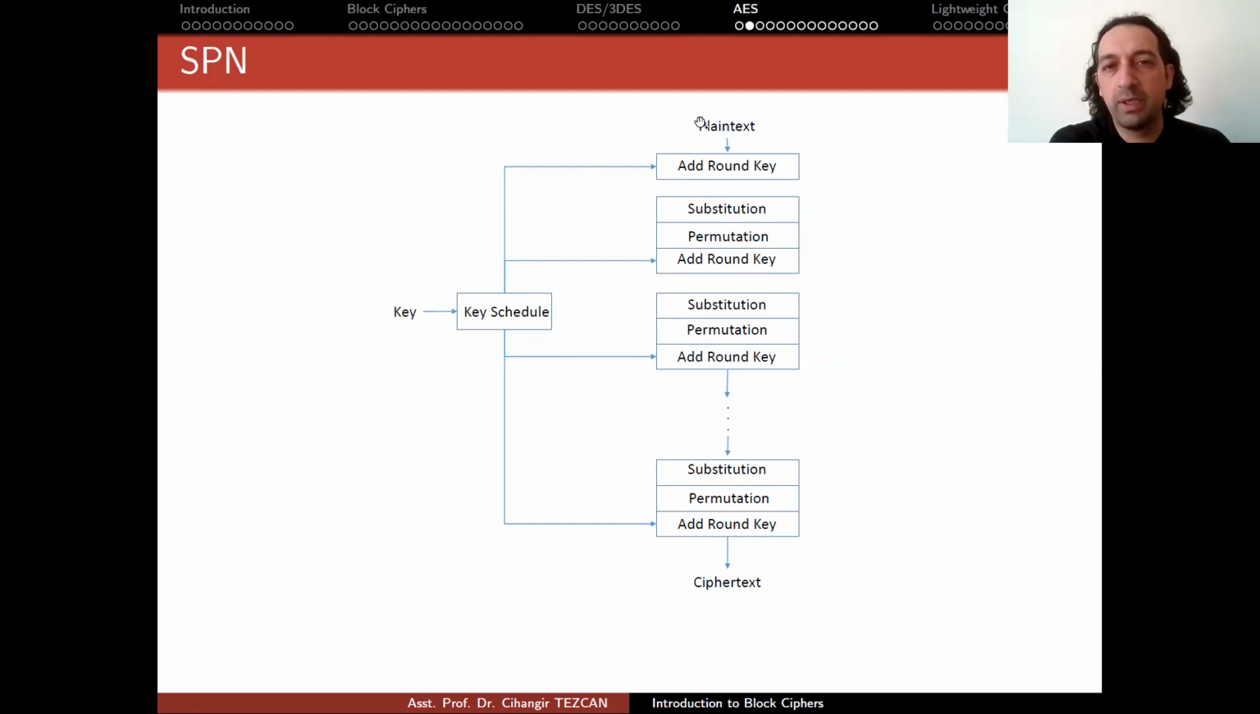For an SPN cipher, you have the plain text block here and your secret key here. The key schedule algorithm provides round keys. So you combine your round key with your plain text block initially. This is sometimes referred to as initial whitening. Generally, we prefer to use XOR operation here, so we add bits to bits. The single round consists of substitution, permutation, and add round key layers. So if you repeat it many times, you obtain the ciphertext block at the end.